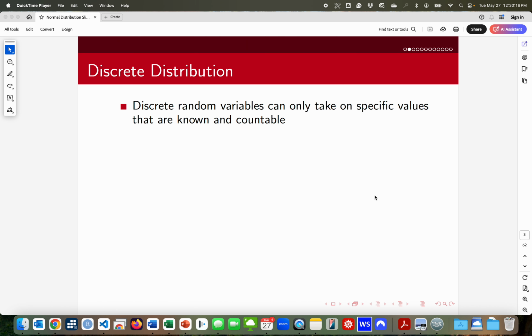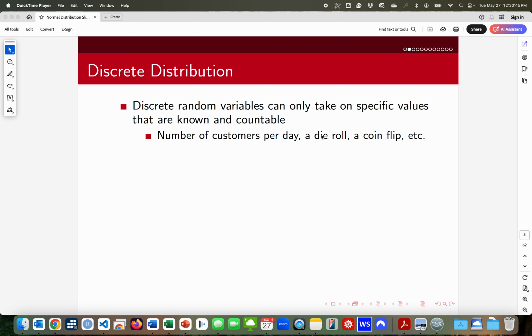A discrete random variable is something that can take on specific values that are known and countable. There can be a lot of values. It doesn't mean there are only a few outcomes. It just means the outcomes are known and countable. So how many customers per day visit your store, the number that shows up on a die when you roll it, when you flip a coin, do you get heads or tails? Those are discrete random variables.